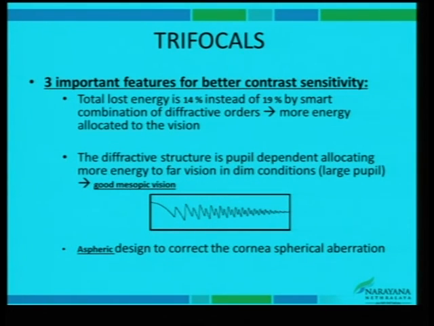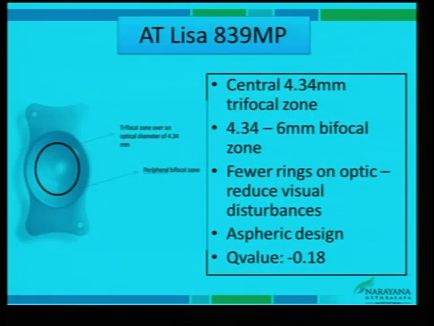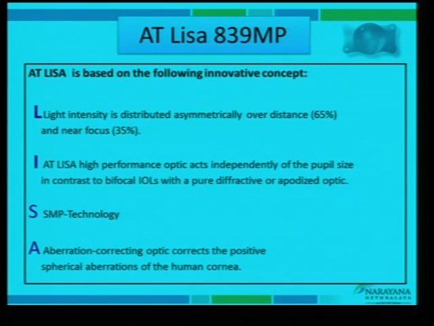So in trifocals, basically the total energy lost is reduced, and the diffractive structure is pupil dependent, allocating more energy for far in dim conditions. The trifocal which we have used is a preloaded trifocal, 6 mm biconvex, plate haptic, hydrophobic surface, with diffractive rings covering the entire optic. The central 3.34 millimeter is trifocal, the rest is bifocal up to 6 millimeters, and it's an aspheric design with a Q value of minus 0.18.